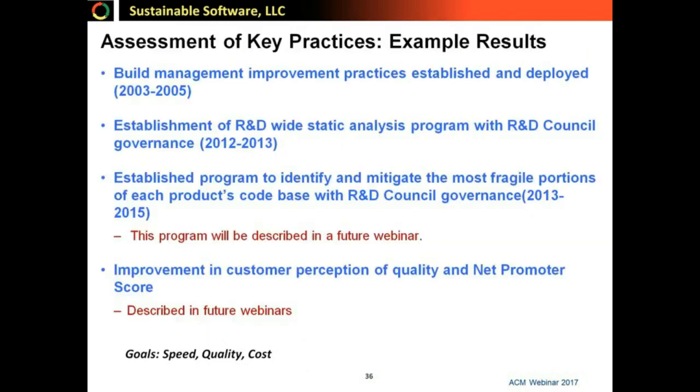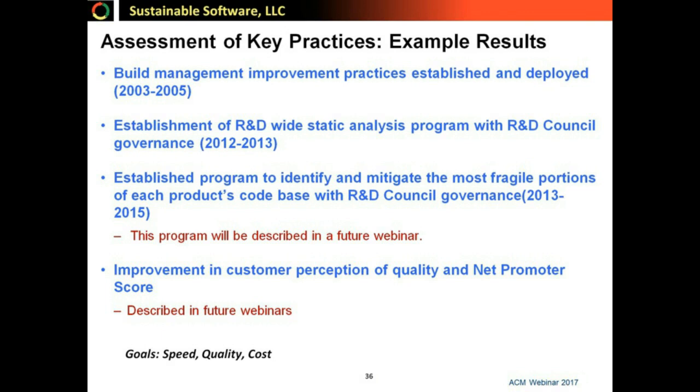So what are some example results from key practices? One is we established some build management improvement practices. That was in the early years of this program, and it's been an area of continuous improvement since then. In fact, the company has a quite good build management program now based on the Atlassian tool set. A second one is a static analysis program established in 2012 and 2013. There was an existing R&D council that provided governance for that program.